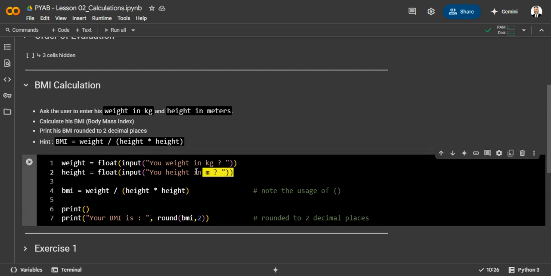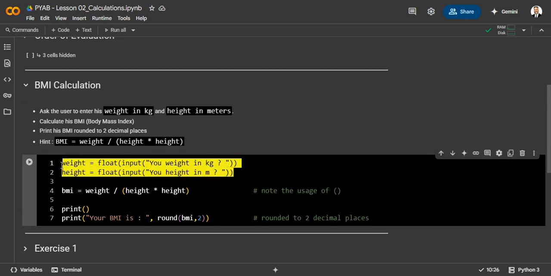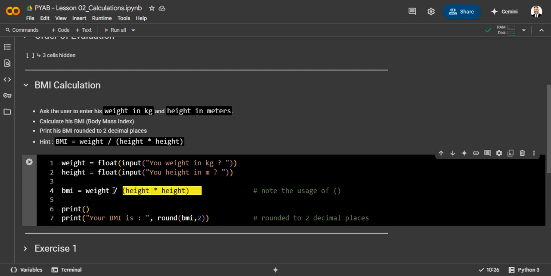So we ask for the two inputs. We do one calculation, noting the brackets, and then we print the BMI. Usually BMI would be in the range of 20, 25, 28, 30. Some ranges are considered very heavy, some ranges are considered underweight, and so on. Okay, so let's run this code.